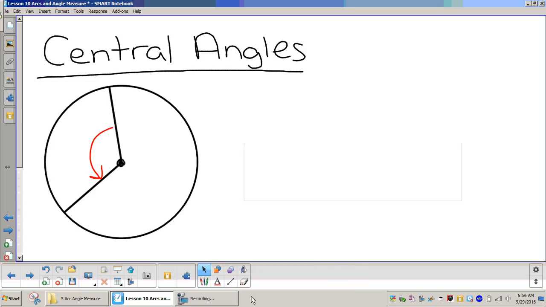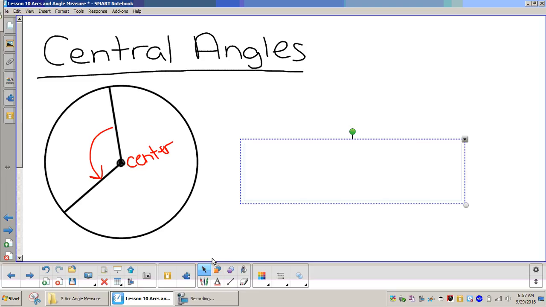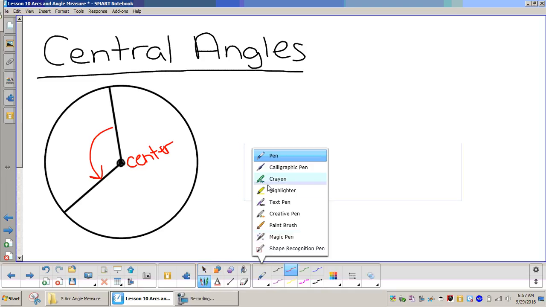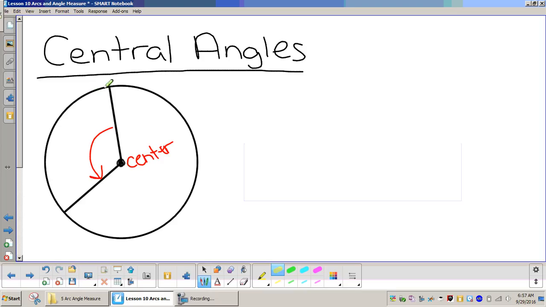So we can have angles formed inside of circles, just like this one right here that I've represented. This one has its vertex at the center of the circle. So it's important to note that this is the center of the circle. When I have that existing, I have what's called a central angle, and we have a relationship between this angle that I showed you in red and also the arc that it creates.